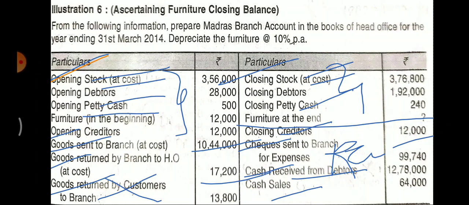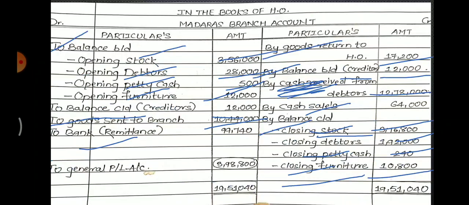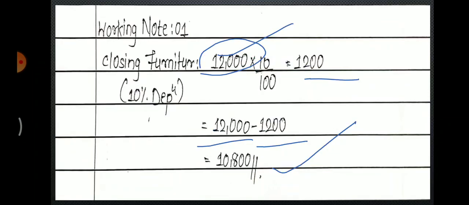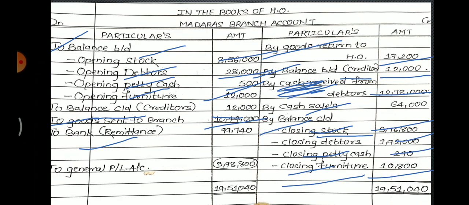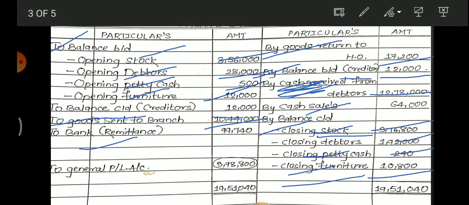Nothing is remaining. The percentage is already calculated. We used the percentage of depreciation of furniture to find the closing furniture, and the working note is also done. So friends, you just have to tally this, and whatever difference you receive on whichever side, you mention that as general P&L. Here we got the credit side balance, so it will be called to general P&L account. It can be profit or it can be loss.